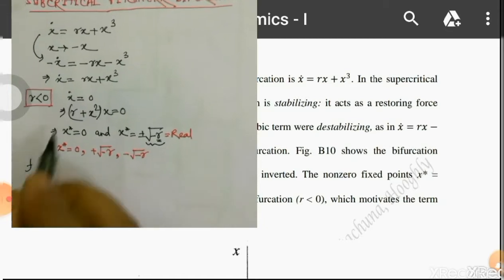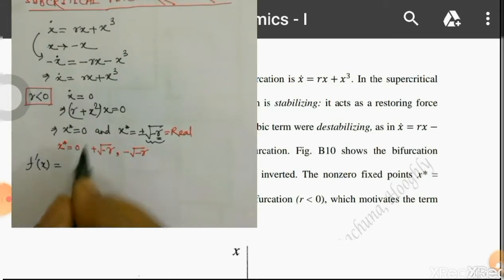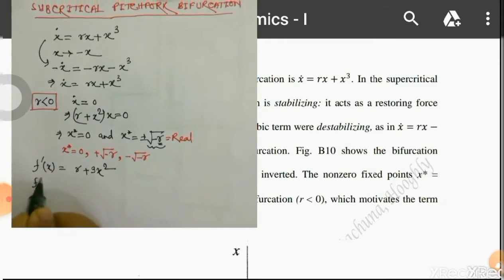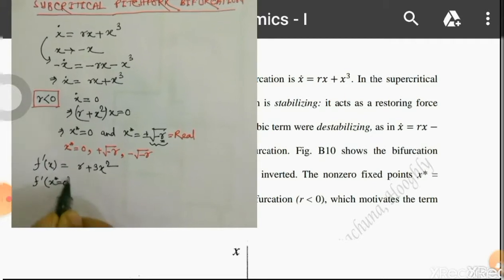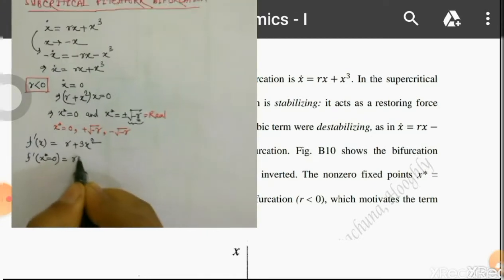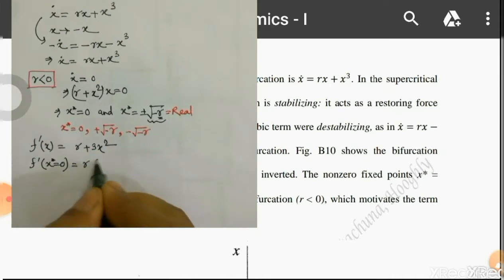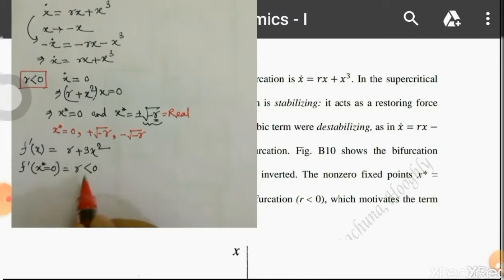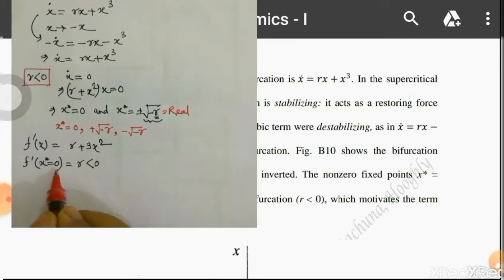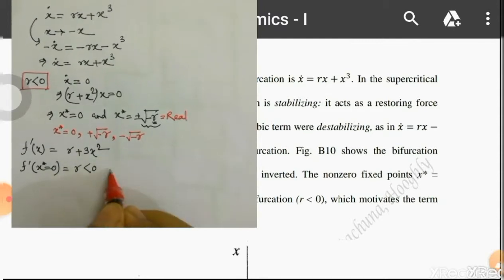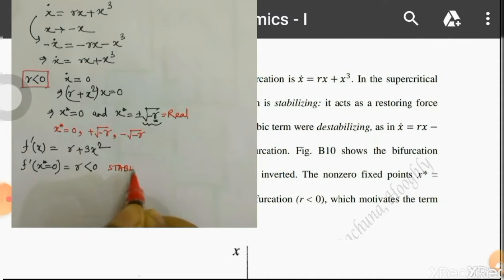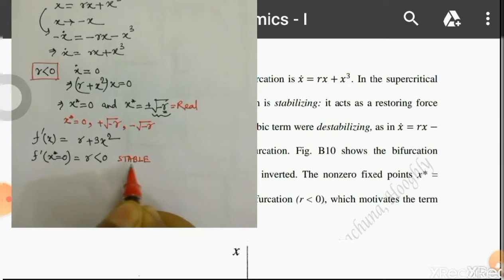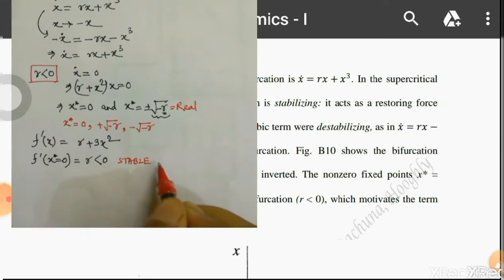Okay. Now, f prime of x is equal to r plus 3x square. So f prime at x star equals 0 will be r, and r is less than 0, therefore this is less than 0. When f prime at the fixed point is less than 0, the fixed point is stable, because in this case the perturbation decays with the passage of time. So this fixed point is a stable fixed point.